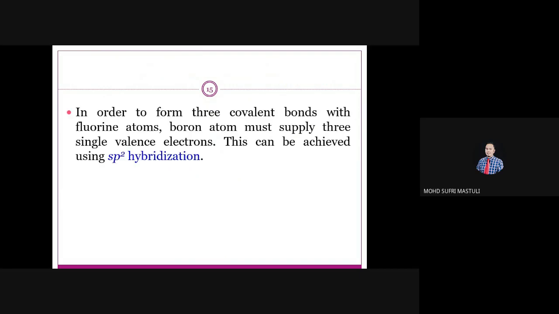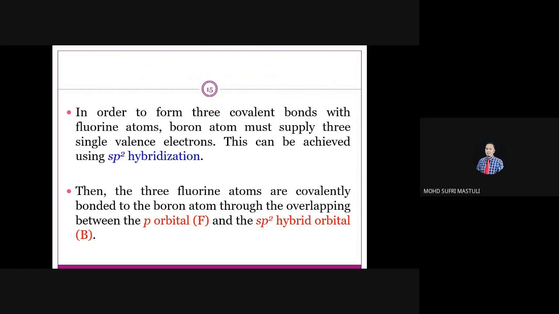Same explanation. In order to form three covalent bonds with fluorine atoms, the boron atom supplies 3 valence electrons. This can be done by using sp2. The 3 fluorine atoms are covalently bonded to the boron atom through the overlapping between the p orbital of F and the sp2 orbital of the boron.